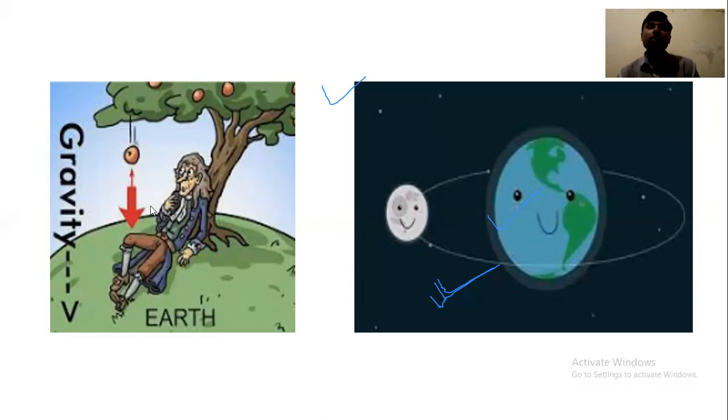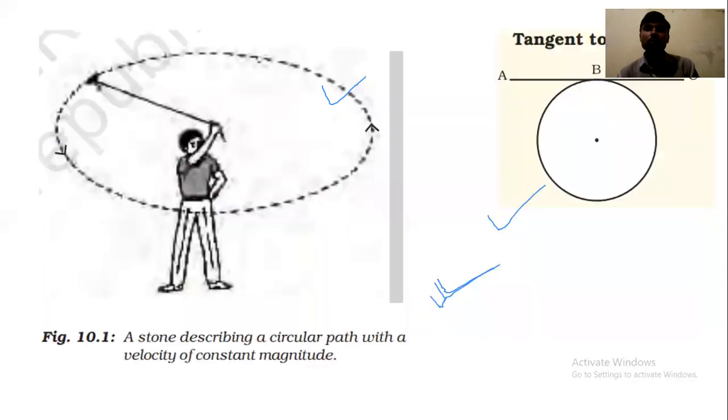Every object is attracted toward the earth. Why? Due to the gravitational force. Next, we see a boy with a thread in his hand, and at the end of the thread a stone is attached. He revolves that stone around himself, and the stone rotates in a circular orbit. Why does it rotate in a circular orbit? Because some force is acting on it.